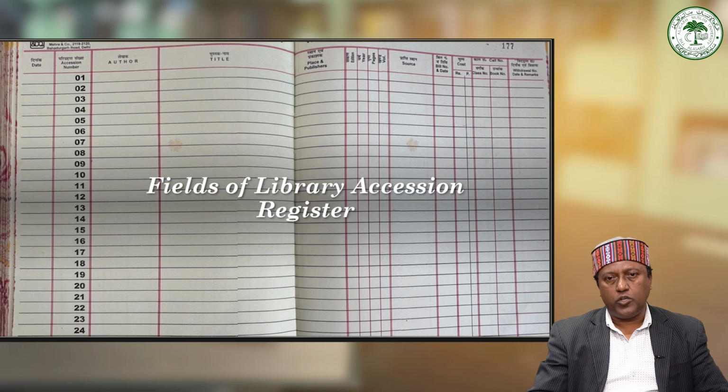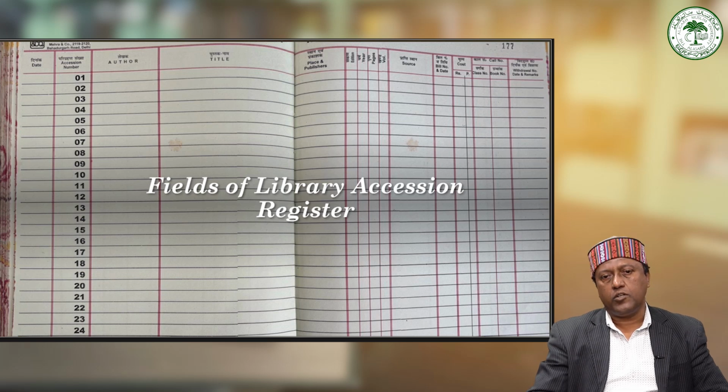Then another field is cost. This records the cost associated with acquiring the item, which is important for budgeting and financial management purposes. Then the next field is call number. The call number of a book is composed of two parts, the class number and the book number. So this needs to be entered in the accession register.